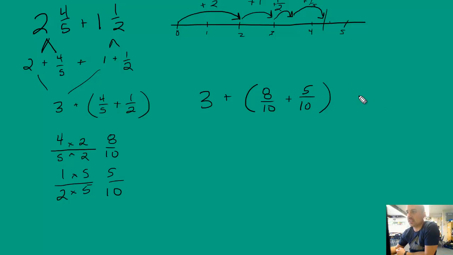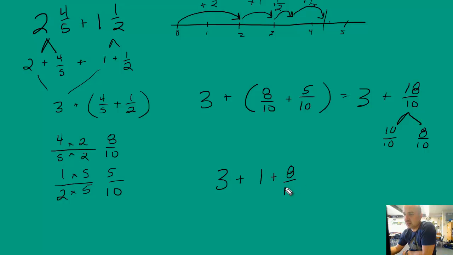8 and 5 is 13. So I'm going to take that, I'm going to rewrite it over here as 3 plus I have 18/10. Well, I know I can separate that out into 10/10 and 8/10. 10/10, that's a whole. That's 1. So I can take that 1, I'm going to rewrite it over here. I'm going to write 3 plus 1 plus 8/10.